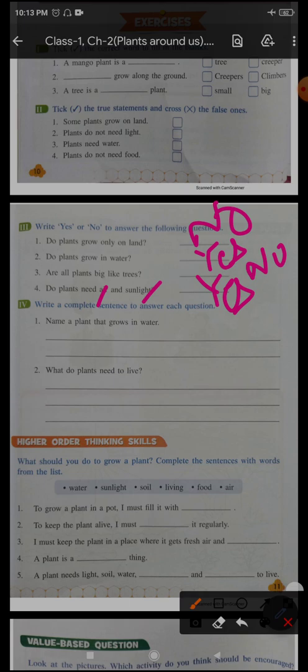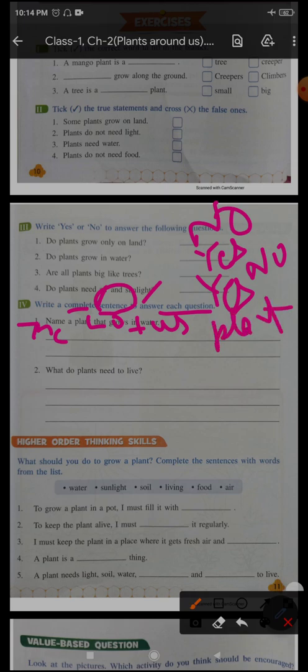Now, section 4. Write a complete sentence to answer each question. The first question is: name a plant that grows in water. You have to make a sentence. Don't write the answer in one word. The question is asking for a complete sentence. So here you can write: the lotus plant grows in water.